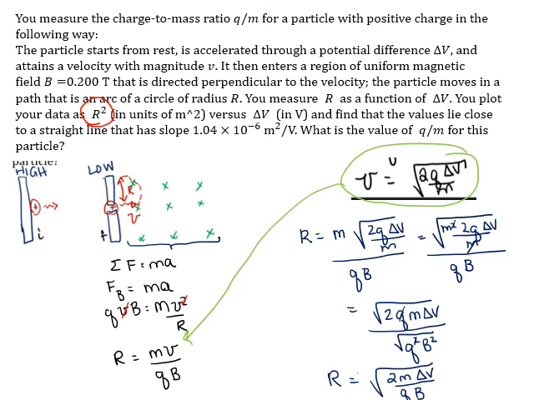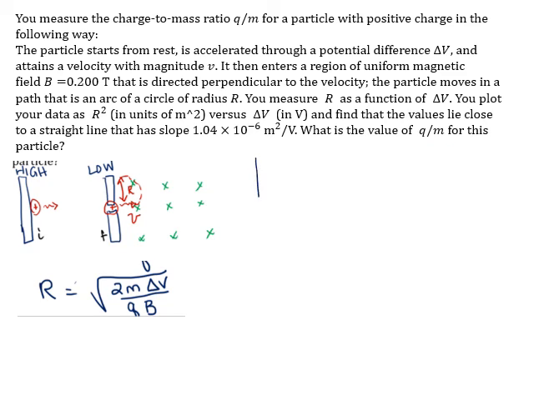My question says I'm going to plot r squared versus delta V, and that I'm going to get a straight line graph, which I know the slope of. So my next step, I'm going to square both sides of the equation so that I have the things that I said I was going to plot. I'd like to get an equation now for r squared. So I'll square both sides. R squared equals 2 times m over q times B times delta V.